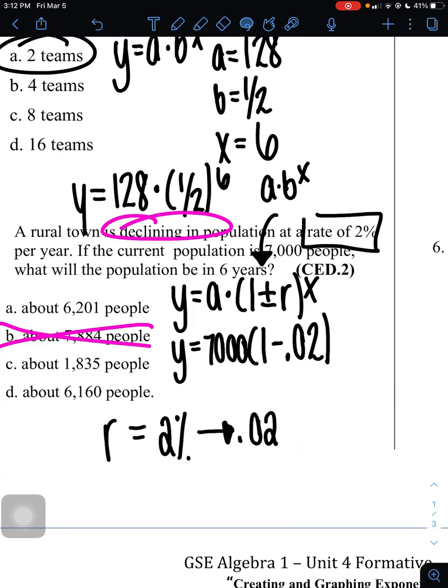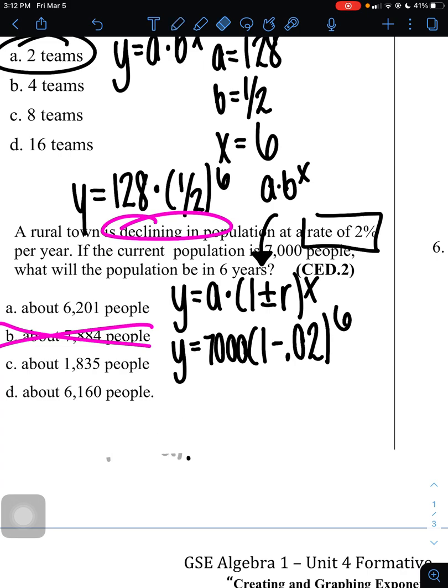Now R is always just going to be that percent, as a decimal. I'm trying to move this up a little bit. And then our exponent, again, our exponent tells us after how much time. But right here it says in 6 years. So our exponent is just going to be 6. And I also know that because my rate is in years. So it says 2% each year. So since my population is in years as well, they're framing that question in years. I know that the exponent is just going to be 6.